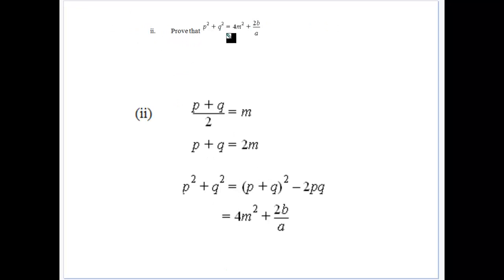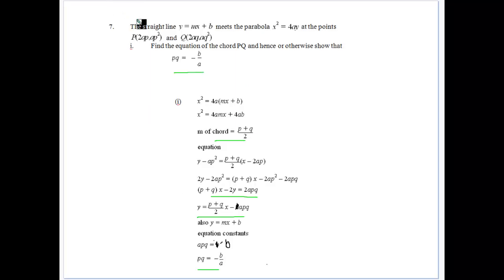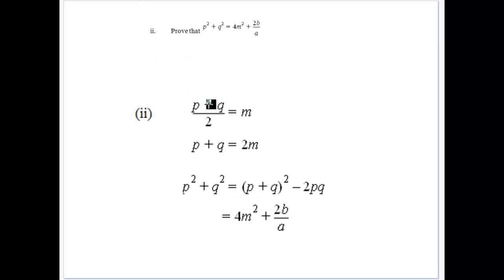Prove then that p squared plus q squared is equal to 4m squared plus 2b on a. Now we just said that (p plus q) on 2 is equal to m, because we were able to equate our constants there, so p plus q is equal to 2m. So p squared plus q squared, remember we can write it as (p plus q) all squared minus 2pq, which we can write as 4m squared plus 2b on a. So there's our manipulation for p squared plus q squared, because we know p plus q is equal to 2m, and we can do that manipulation from pq and p plus q.